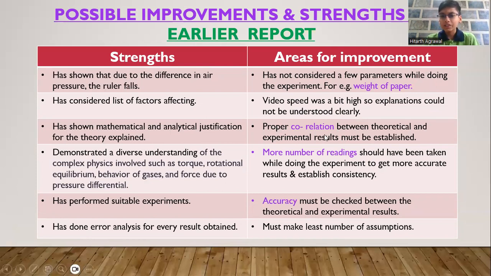Then the proper correlation between theoretical and experimental results must be established. More readings should have been taken while doing the experiment to get more accurate results and establish consistency. Accuracy must be checked between the theoretical and experimental results. Must make the least number of assumptions, because by taking assumptions, the result may change.